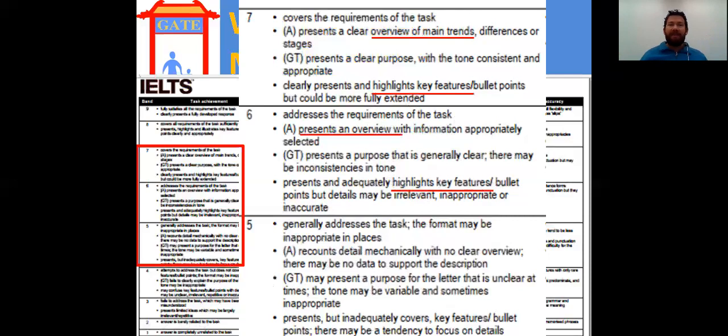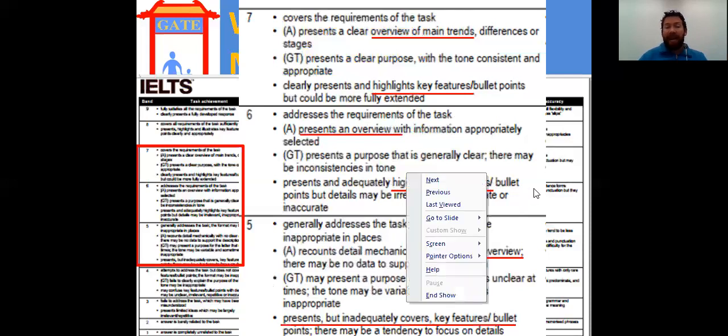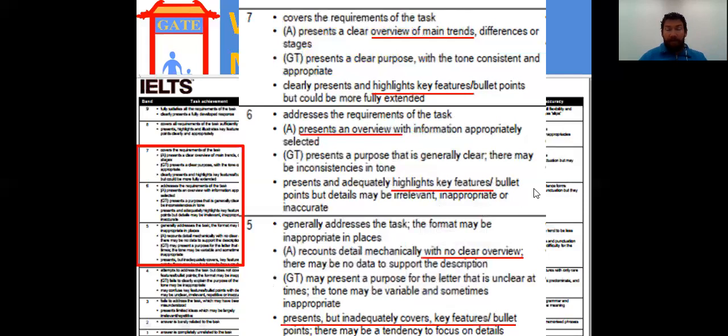That's the thing that stuns me. So many books don't talk about this, but all you need to do to get a 6 for TA, task achievement, is just to mention the most important factors from that graph. What most of you are doing is this. No clear overview, or you present but inadequately cover the key features. So maybe you've got some of the key features, but you haven't adequately covered them there.